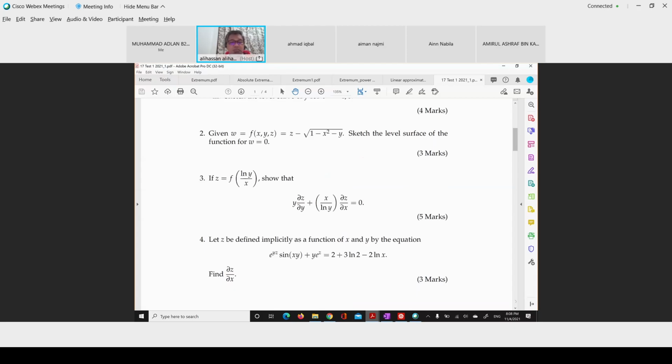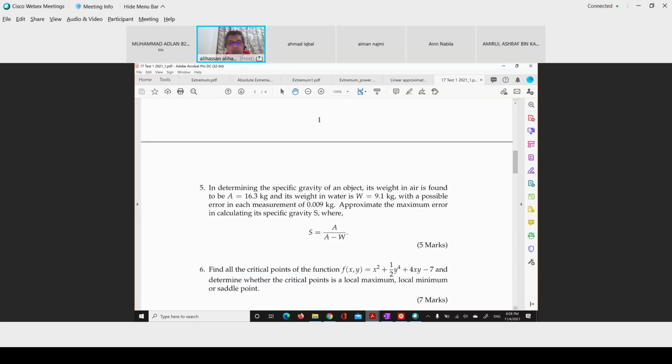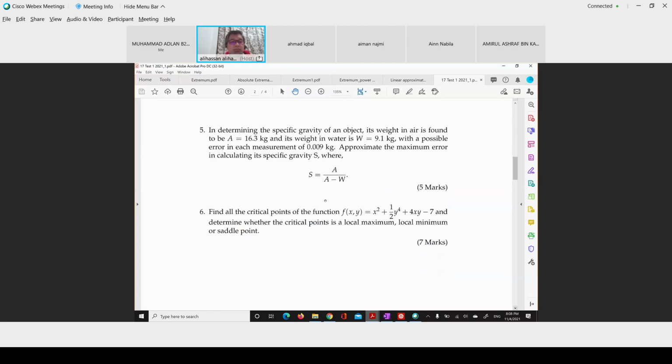So we have discussed sample test 1. We have already solved problem 5. Look at problem 6 in this sample test 1. It's about finding critical points, finding the local maximum, local minimum. This is the topic that I'm going to discuss today, related to problem number 6 in this sample test 1.